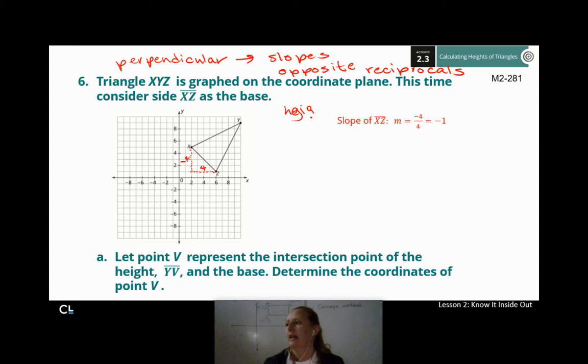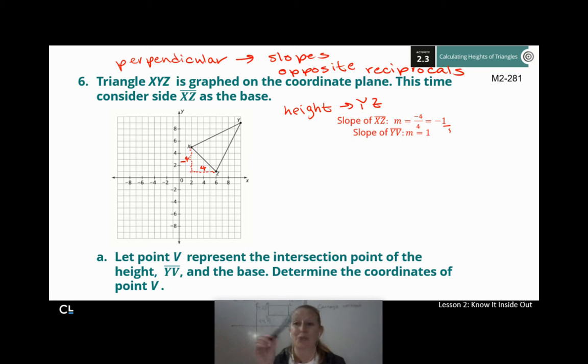So the height, we're going to call that YZ. The slope of YZ is the opposite reciprocal. Well, this is negative 1, and you can even put it over 1. They need to be opposite, so if this is negative, my new slope should be positive. If this is 1 over 1, then my new slope will also be 1 over 1. So my new slope is also going to be 1.